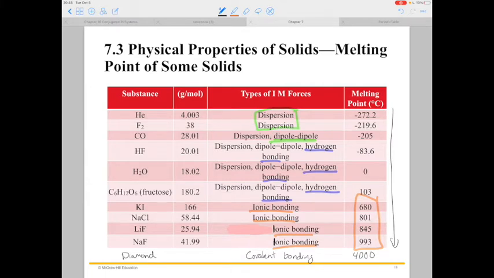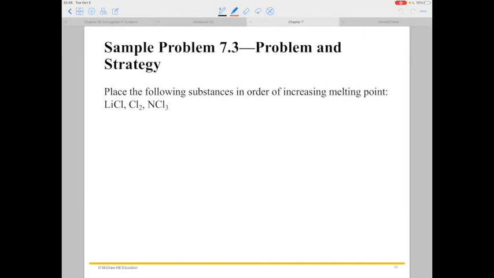Right, so that's how much stronger those forces are in a diamond compared to an ionic compound, compared to a covalent compound that can hydrogen bond, compared to a covalent compound that can't hydrogen bond. It can only interact through dipole interactions. And then we have, whether it be a molecule or just a single atom, those only interacting through dispersion forces, which have really low melting and boiling points.